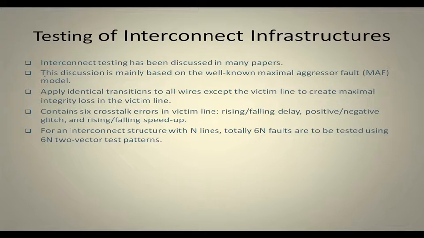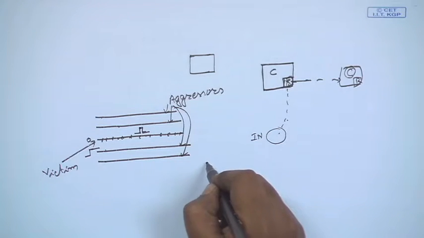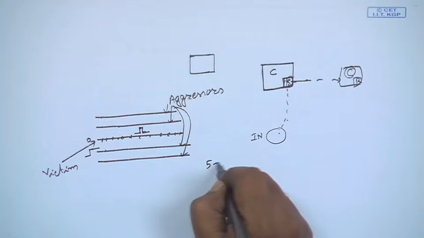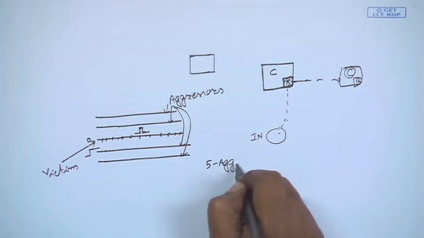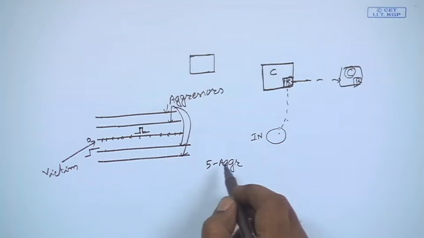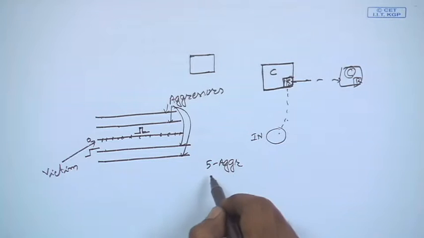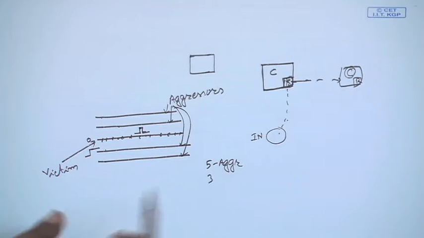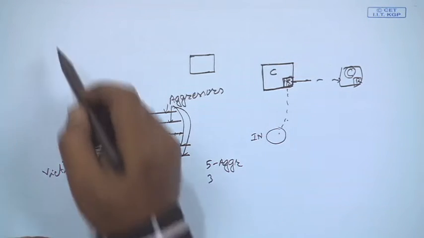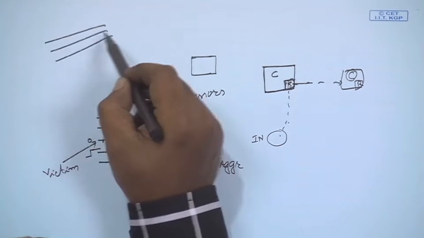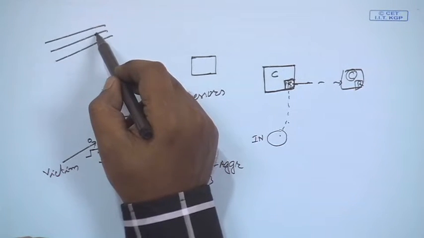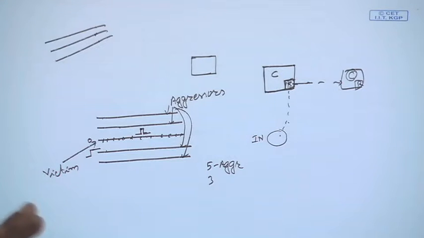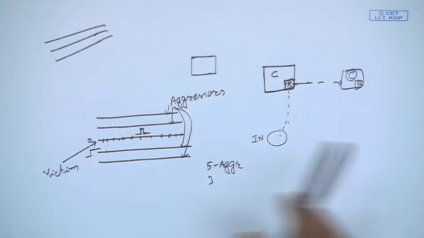In the maximal aggressor fault model, we have one victim line and a number of aggressor lines. So, there is a 5 aggressor line model. Then there is a 3 line model, where the situation is one victim line and 2 aggressor lines. So, that is also there. This type of models are available.